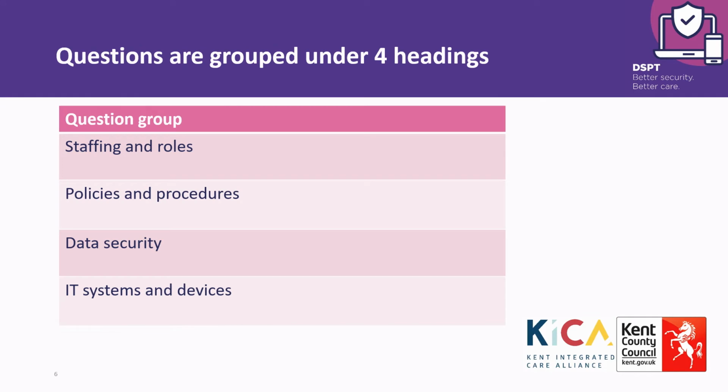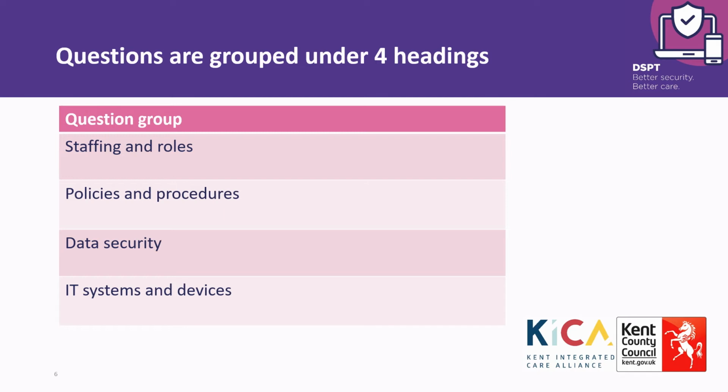We'll now move on to the toolkit itself, and there are 43 questions in total, which are split into the 4 groups you can see here. So these are the topics the toolkit covers. So staffing and roles, this includes questions around having a named person responsible for this area and that your induction and ongoing training covers data security and protection.